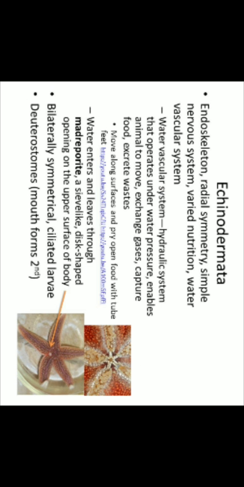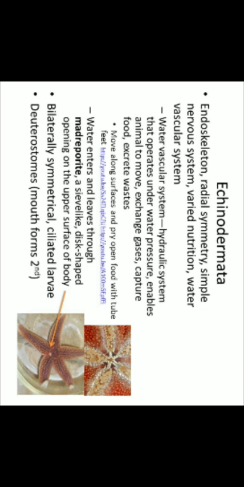Details about echinodermata: the body shows endoskeleton, meaning the skeleton is there inside the body. Radial symmetry, simple nervous system, varied nutrition, water vascular system. So water vascular system is quite a different one, as we have seen. This particular system doesn't exist in most animals, but this starfish, being a marine animal, has a water vascular system through which the water circulates. Hydraulic system is the system that operates under water pressure, enabling the animal to move, exchange gases, capture food, excrete waste. So all these activities are done by the water vascular system.